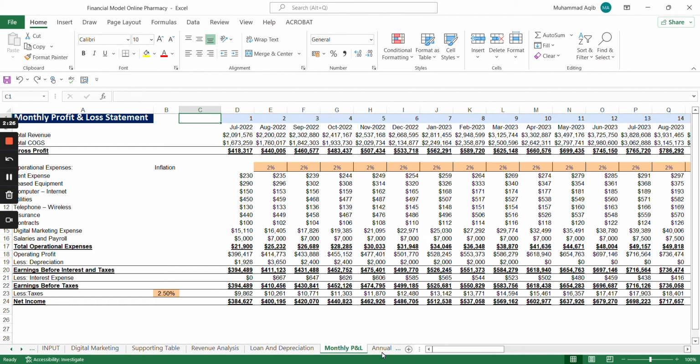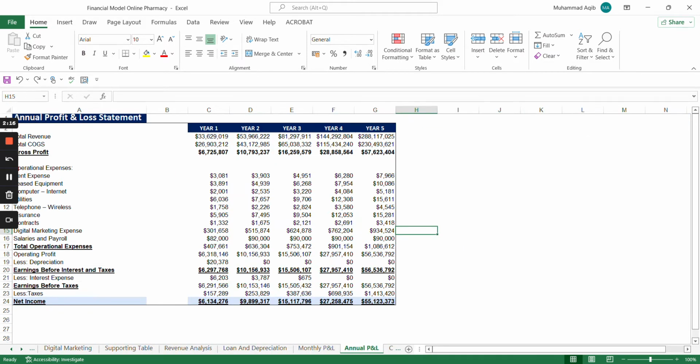Moving on to the monthly P&L, this will allow the online pharmacy to evaluate its performance on a monthly basis using revenue, cost of goods sold, gross profit, total operating expenses, as well as net income. Similarly, the annual profit and loss account will allow the company to evaluate performance on a yearly basis using gross profit, total operating expenses, and net income.